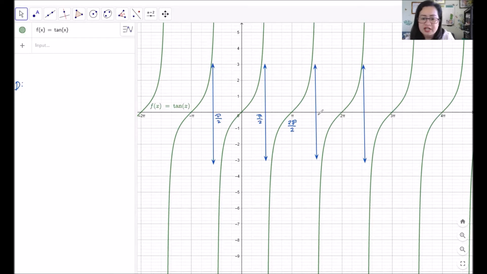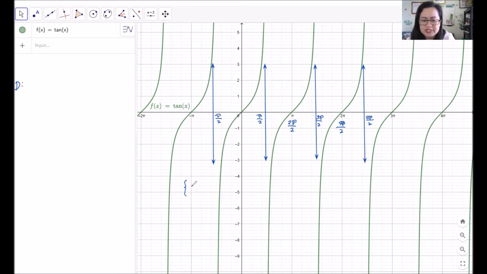Now the next asymptote passes through 3 pi over 2. Now 2 pi can be expressed as 4 pi over 2. Then the next asymptote passes through 5 pi over 2. As we continue, somehow you can predict the coordinates of the points at which the vertical asymptote passes through. So to have a clear view, we have the following.